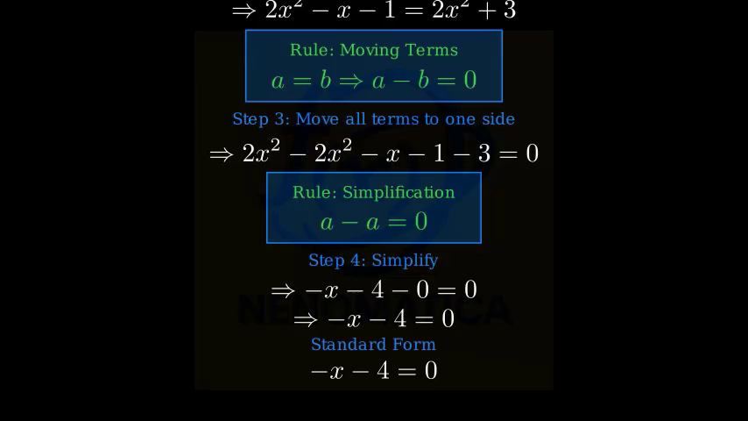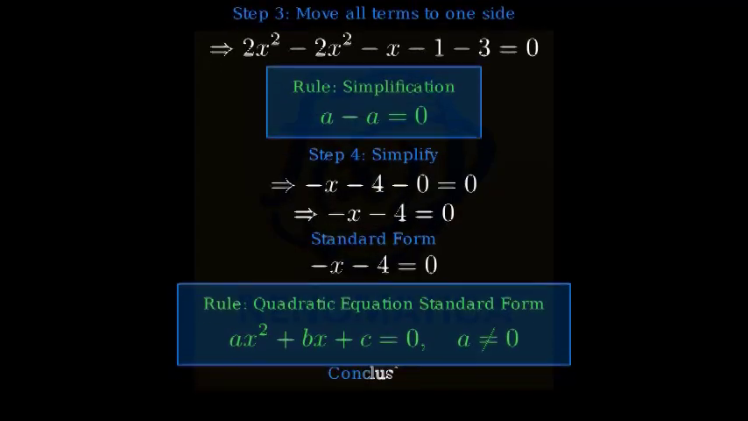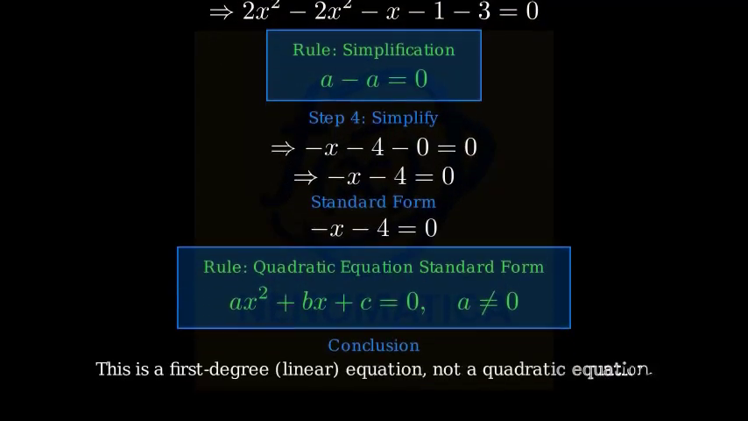The standard form of a quadratic equation is ax squared plus bx plus c equals 0, where a is not equal to 0. In our simplified equation, there is no x squared term, which means this is a first-degree equation, or a linear equation, not a quadratic equation.